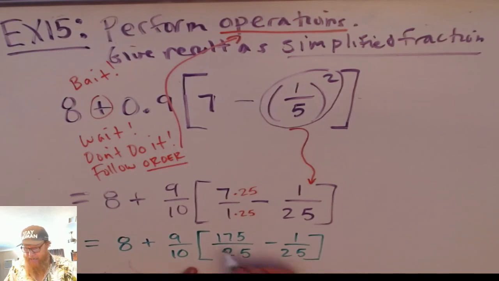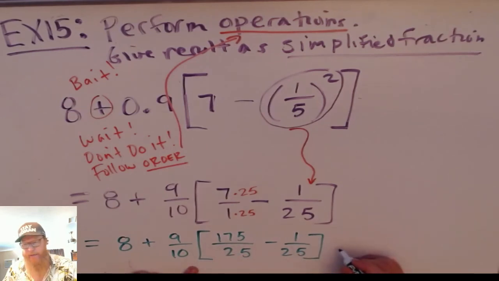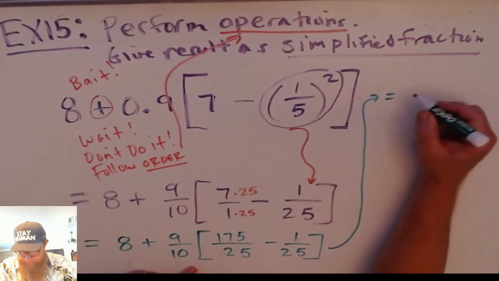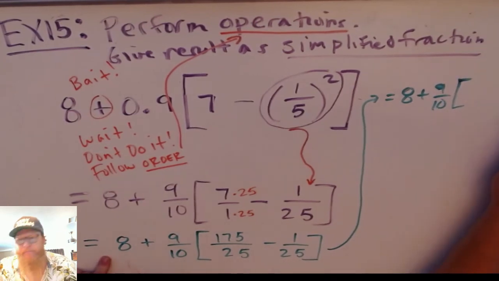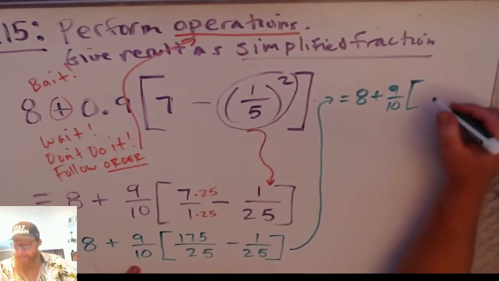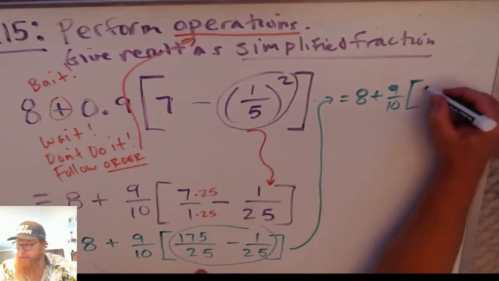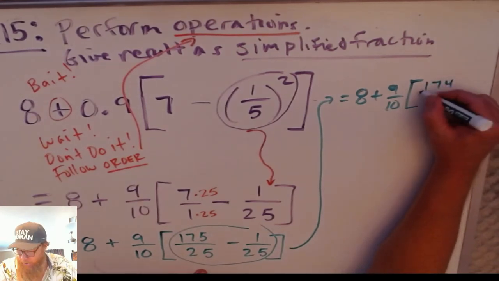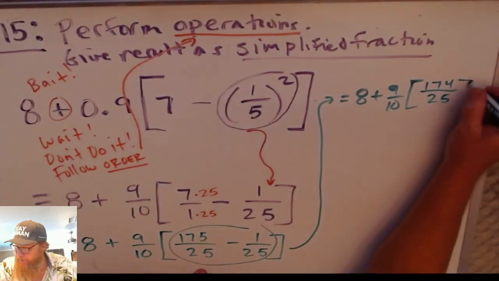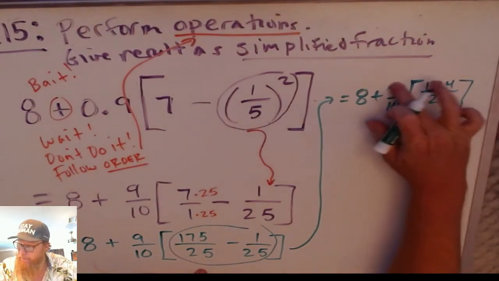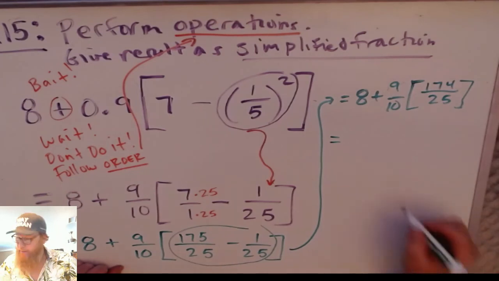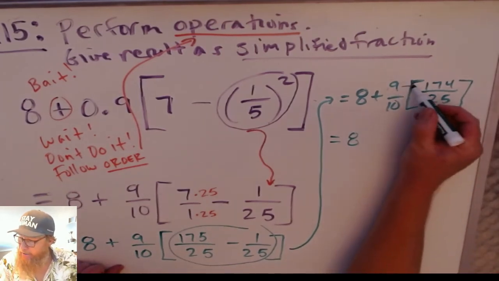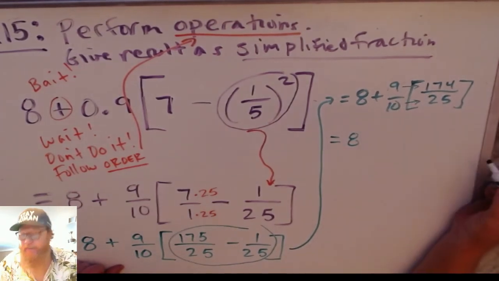Okay, and now I'm going to subtract. Oh, where am I going to go with this? I guess I'll just go up here. I've got 8 plus 9/10 times... subtract these guys. That's 174 25ths. Now I can just go straight across.